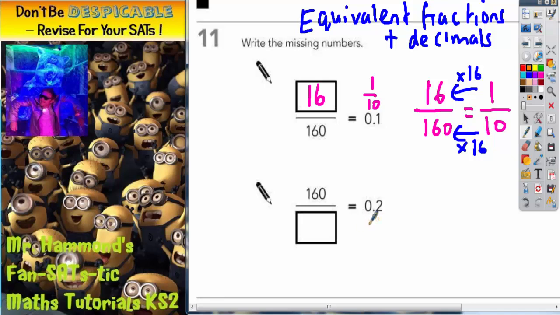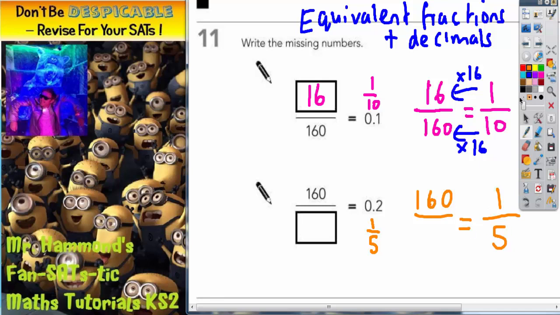Well, what fraction do we know that 0.2 is equal to? Well, 0.2 is equal to 1/5. So let's set it up again. So this time we've got 160 over mystery number is equal to 0.2, which we've already said is equal to 1/5.